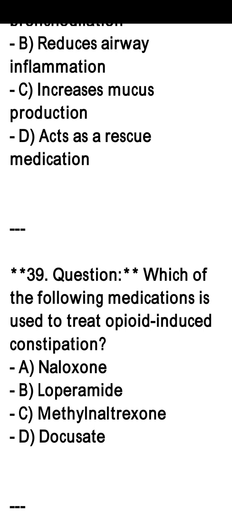Next, which of the following medications is used to treat opioid-induced constipation? A. Naloxone. B. Loperamide. C. Methylnaltrexone. D. Docusate. The right answer will be C. Methylnaltrexone, which is a peripherally acting mu-opioid receptor antagonist used to treat constipation induced by opioids without affecting pain relief.